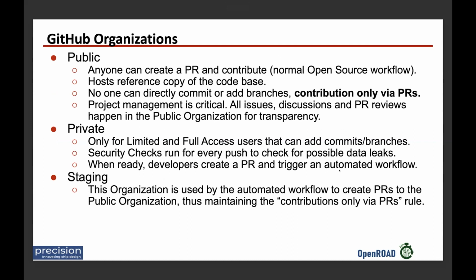To allow this separation of private and public code, we have three GitHub organizations. The first one is the main one, the public facing. Anyone can create a pull request and contribute, so this follows the normal open source workflow. This holds the reference copy of the code base. So whenever we reference the code, this is the one that we use.